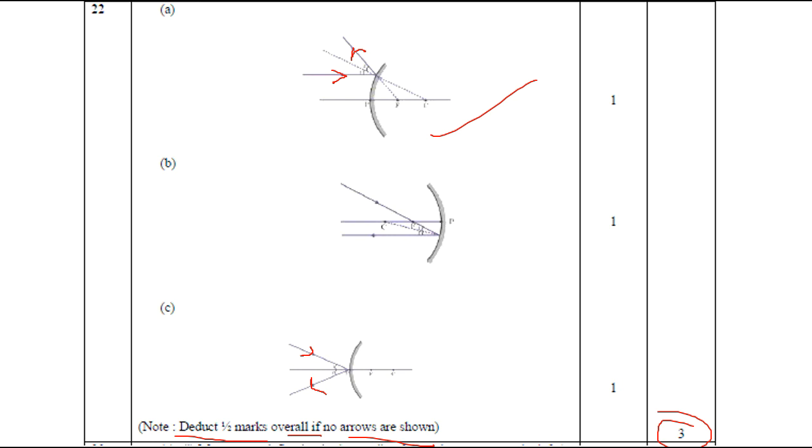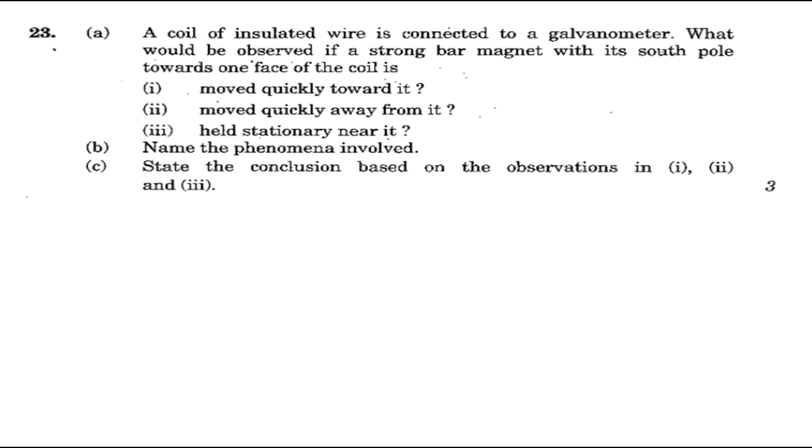Now moving further to the next question. The next question says, a coil of insulated wire is connected to a galvanometer. What would be observed if a strong bar magnet with its south pole towards one face of the coil is moved quickly towards it, then moved quickly away from it, and held stationary near it? Means they have a coil like this, and a bar magnet like this, with its south pole towards the coil. We have discussed this exact question in class also. So I am going to tell you how to write the answer.